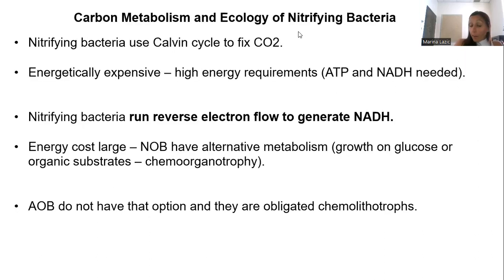So nitrifying bacteria, both AOB and NOB, use the Calvin cycle to fix CO2, which is very energetically expensive. It means it requires a lot of ATP and NADH, which is the reason why nitrifying bacteria run reverse electron flow to generate NADH. Because the energy cost is very large, nitrite oxidizing bacteria developed alternative metabolism, so they can grow as chemoorganotrophs. But AOB, unfortunately, do not have alternative metabolism. They are obligate chemolithotrophs.